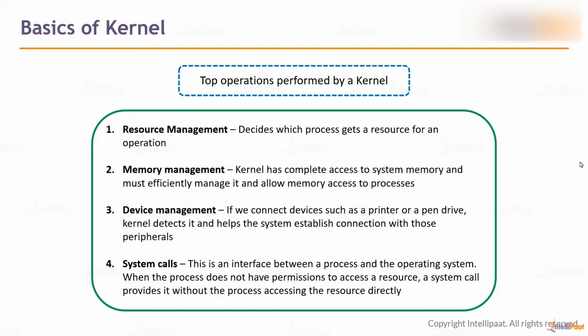So let's say you have 100 MB of memory and there are 10 processes. Your kernel should decide how much memory each process deserves to use, and it should provide that efficiently. And then device management. Device management is pretty common in every single operating system. Basically, if you're using a Windows system and you insert a pen drive, you'll see it in your My Computer or This PC. Like that, device management is also taken care of by the kernel.